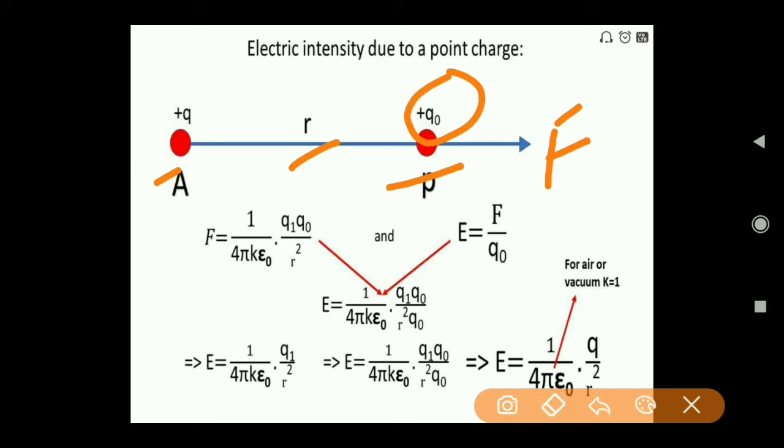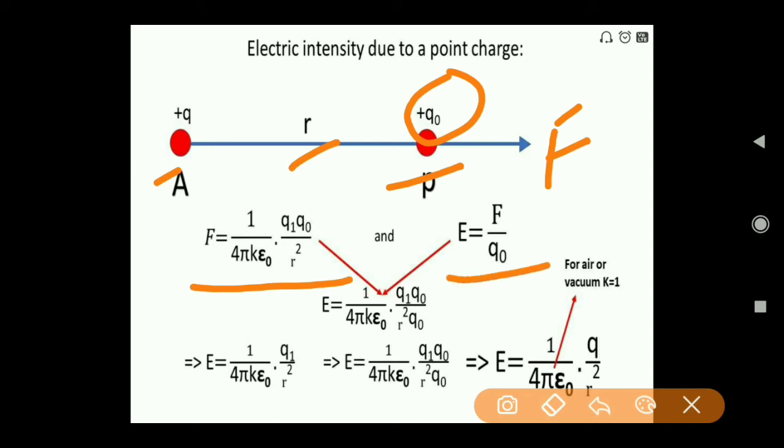So what is the value of the F? From the formula of Coulomb's law, F is equal to 1 upon 4 pi epsilon naught K Q1 Q2 upon R square. Here K is the dielectric constant. If you are assuming there is a medium present in between the Q and Q naught, we will use the formula 1 upon 4 pi epsilon naught K Q1 Q2 upon R square.